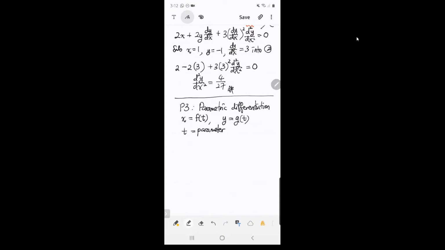So when you have the parametric equations defined separately for x and y, what happens is you can find the dx/dt, which is given by f prime of t. You can also find the expression for dy/dt. This is given by g prime of t, right?